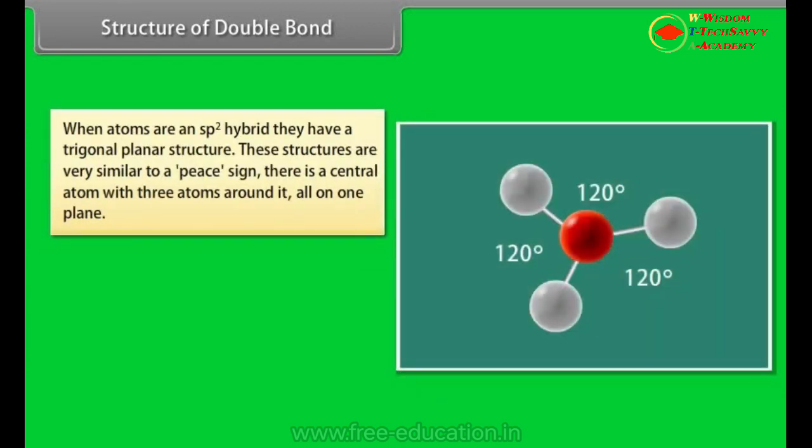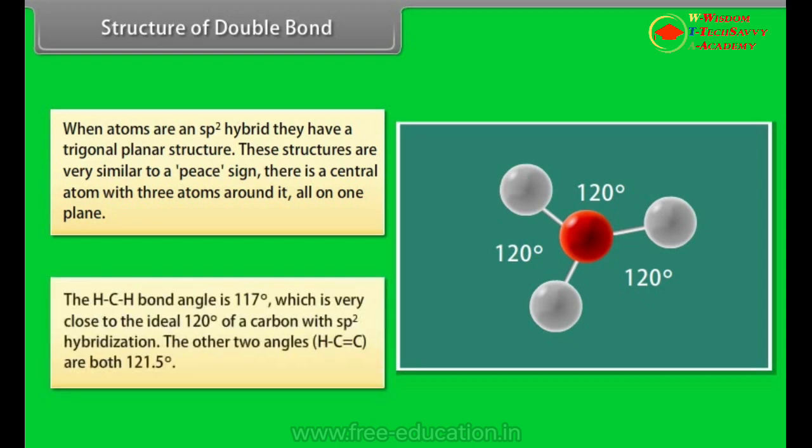When atoms are an sp2 hybrid, they have a trigonal planar structure. These structures are very similar to a peace sign. There is a central atom with 3 atoms around it, all on one plane. Trigonal planar molecules have an ideal bond angle of 120 degrees on each side. The HCH bond angle is 117 degrees, which is very close to the ideal 120 degrees of a carbon with sp2 hybridization. The other two angles, HCC, are both 121.5 degrees.